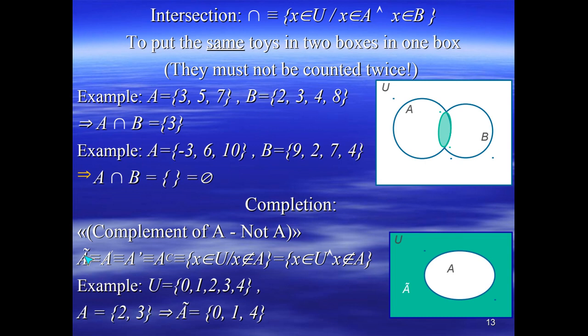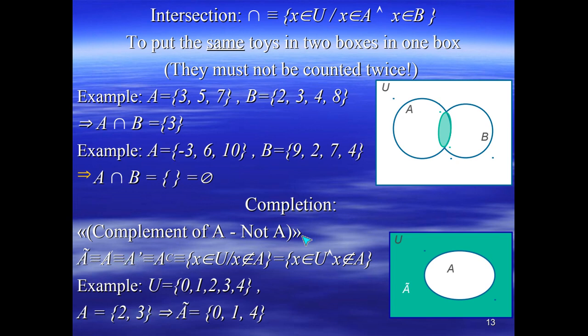Its symbol can be a tilde, this is a tilde, or a not, you put a slash on A, or A with a sort of apostrophe with a cutting sign like this, or A to the power c, it's not a power, it means complement, but you put a small c a bit higher than the A, like this. All these mean complement of A, and it is read complement of A: tilde, or slash, or A with a cutting sign, or A to the power c.